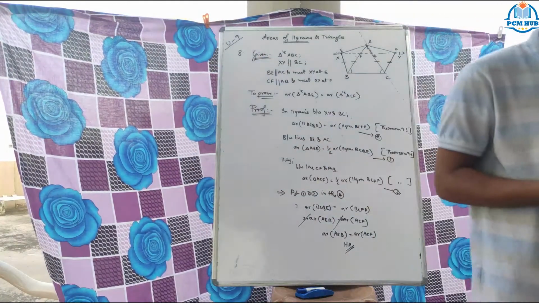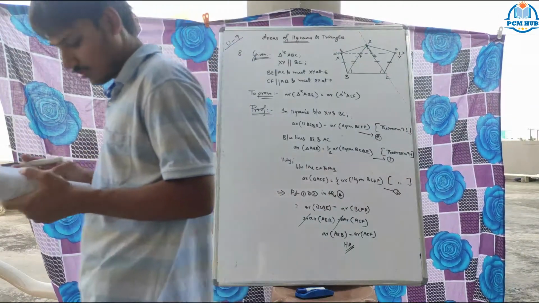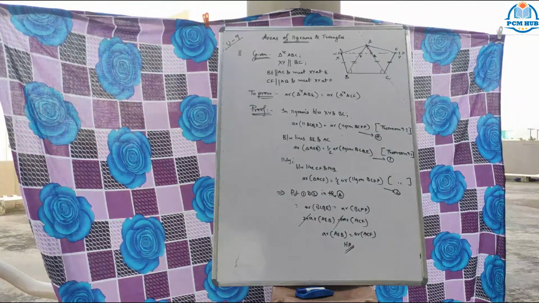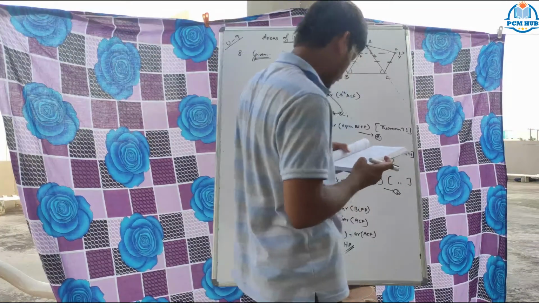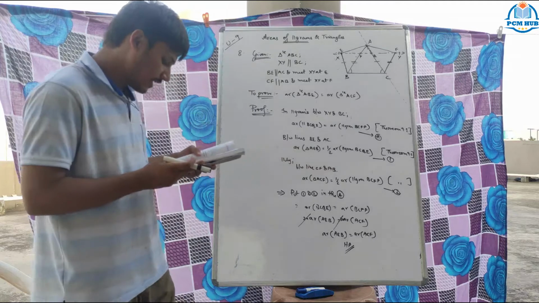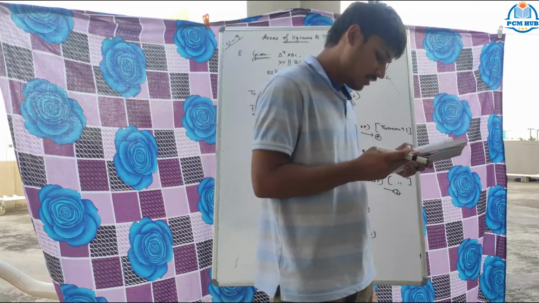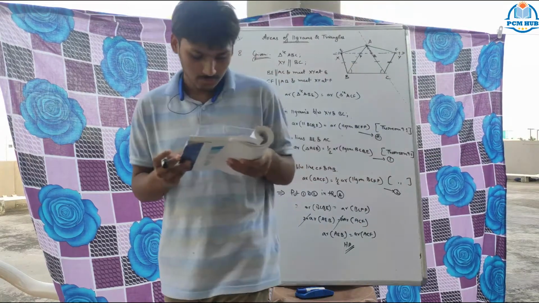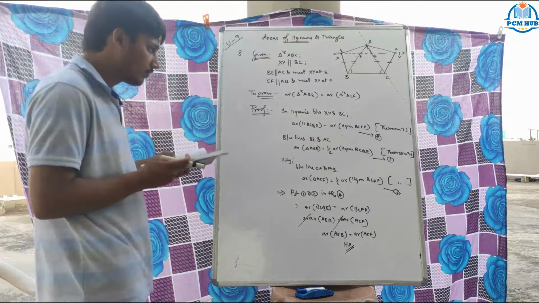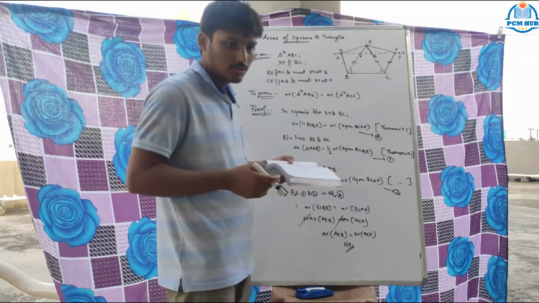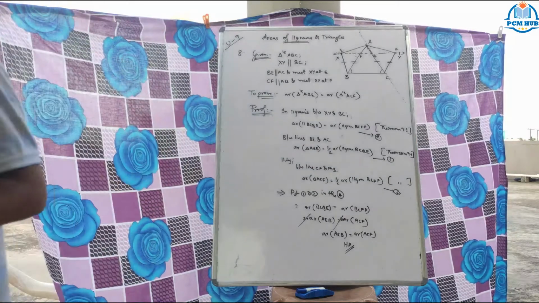Next problem, 9th problem. 10th. So you want me to do the 10th on the board now? Diagonals AC and BD of a trapezium ABCD with AB parallel to CD intersect each other at O. Prove that area of AOD equal to area of BOC. Copy this down. Then we will go with the 10th problem. I will do the 10th problem on the board next.